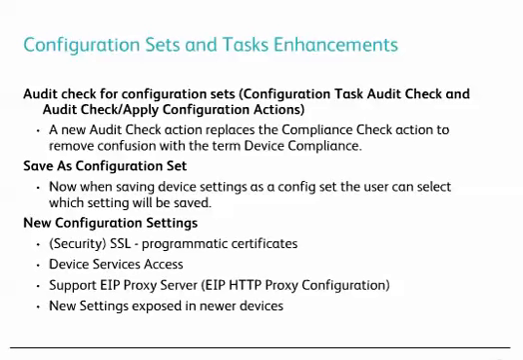A new audit check, apply configuration action, can check devices against the required configuration settings, and in the cases where a device does not match, will apply the correct settings. These two actions can help maintain the correct configuration across a fleet of devices. When a user employs Save As Configuration Set from the Edit Device page, they may now pick and choose what settings to copy up front, rather than copying all settings and disabling the unwanted ones later.